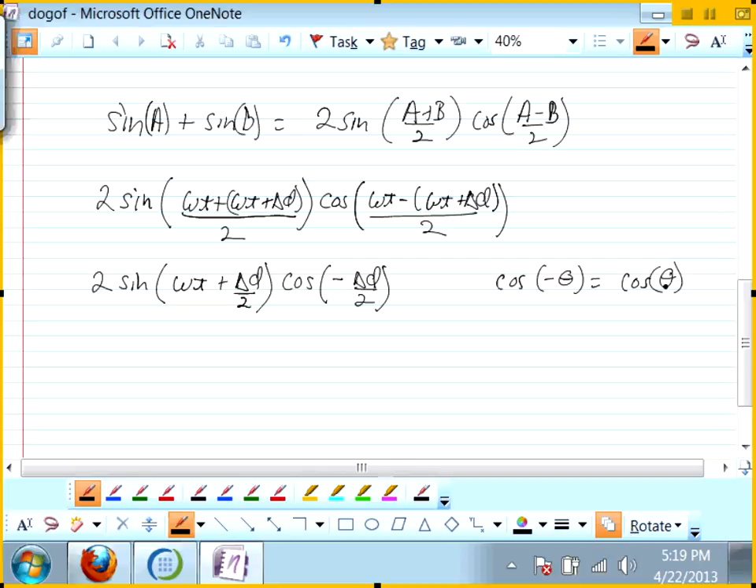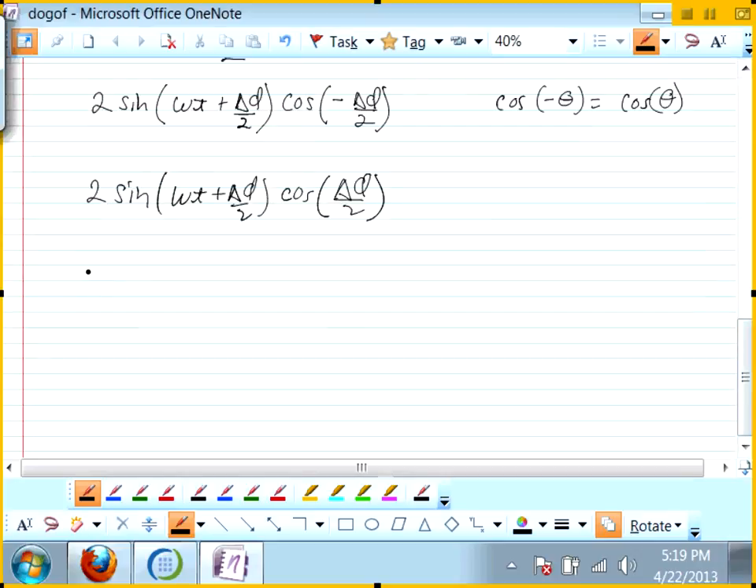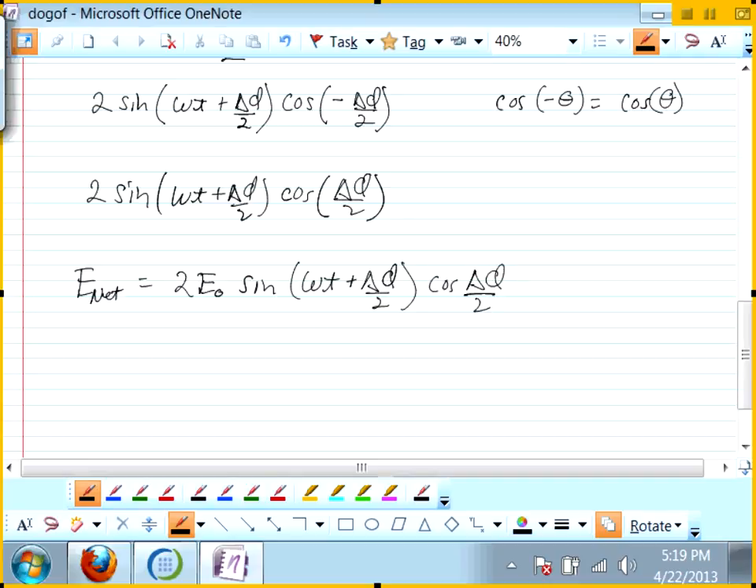So I end up with 2 times the sine of omega t plus delta phi over 2 times the cosine of negative delta phi over 2. But knowing that the cosine is an even function, that is, the cosine of a negative angle is the same as the cosine of a positive angle, we can write this as 2 times the sine of omega t plus delta phi over 2 times the cosine of delta phi over 2, and just drop that negative sign. Put that back together, and we have E net is equal to 2 E naught. So, did we get there? Do you have that on your page?